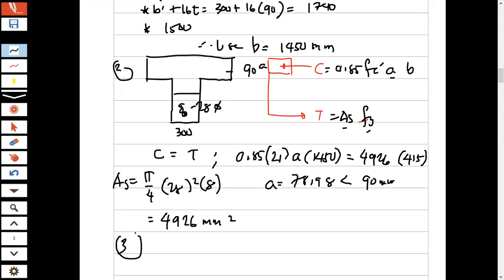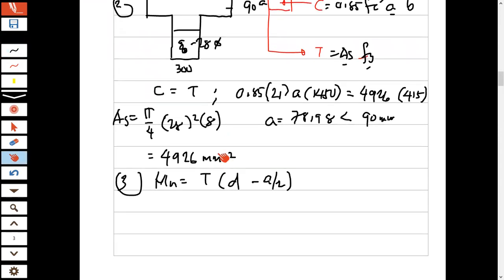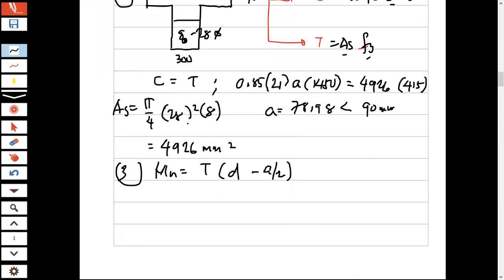Number 3 is to compute for nominal moment capacity. So Mn lang, ano? So walang reduction factor. So we can use T, okay? We can use T times d minus a over 2. Kasi given na naman, na-compute na natin yung a, okay? Yung T, andyan na, As fy. So you have As, okay? This T is equal to As fy, okay? d minus a over 2.